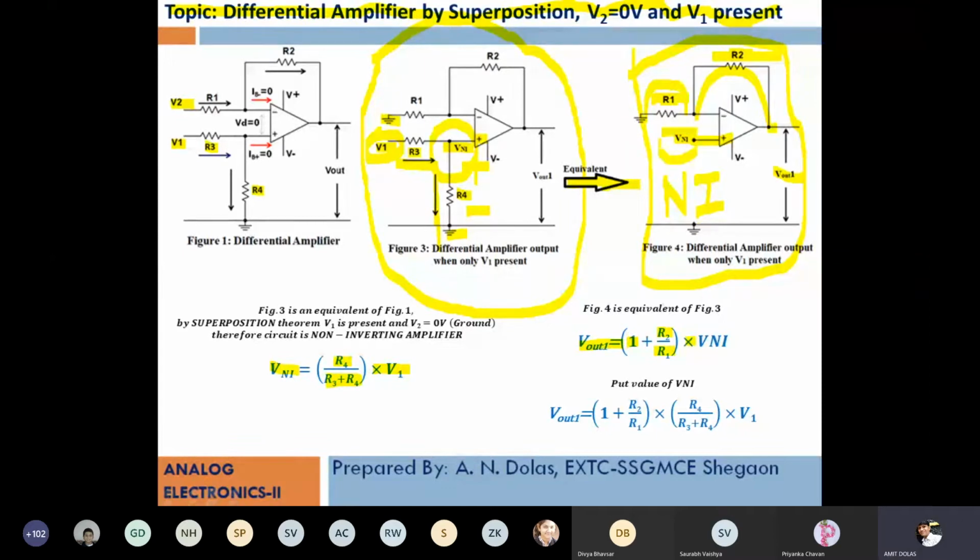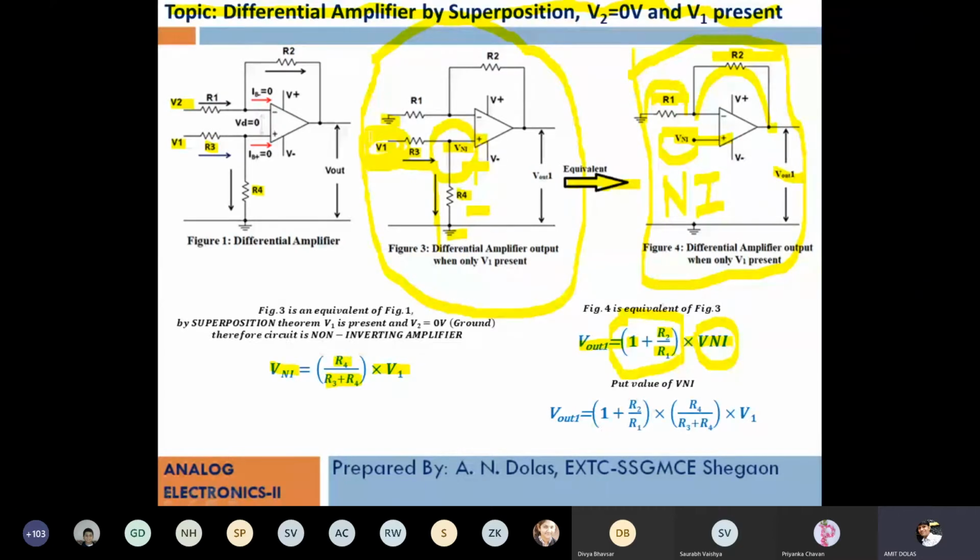So Vout1 will be equal to the gain of the non-inverting amplifier, which is 1 plus R2 by R1, multiplied by the applied voltage at the non-inverting terminal itself. Don't consider this voltage V1 here, because in non-inverting mode we need the exact voltage connected at the non-inverting terminal itself, without any divider network or anything.